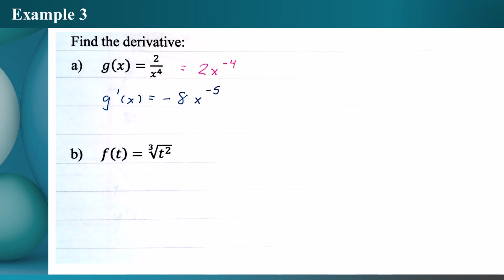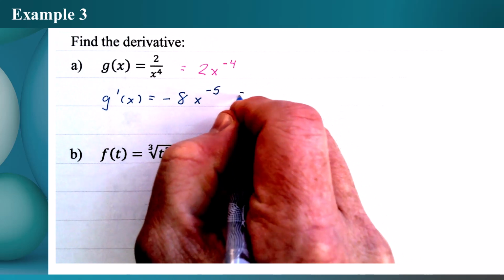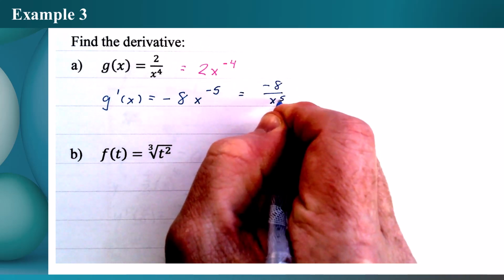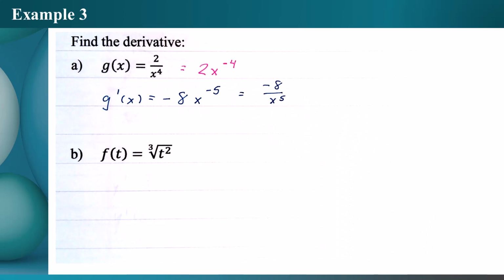Now this is perfectly fine as an answer. It's the derivative. But sometimes we will want the derivative to be in the same format as the original problem. So I could write this as negative 8 over x to the fifth, which is very similar to the format of the original problem.